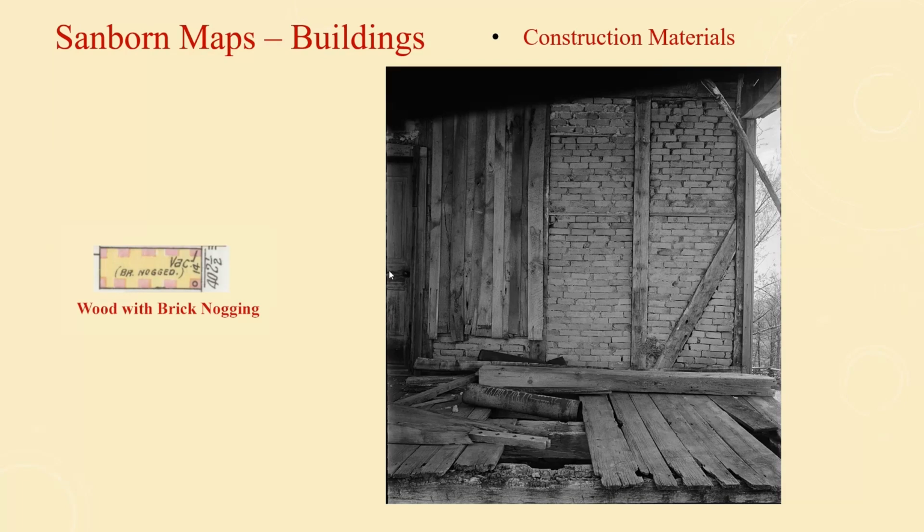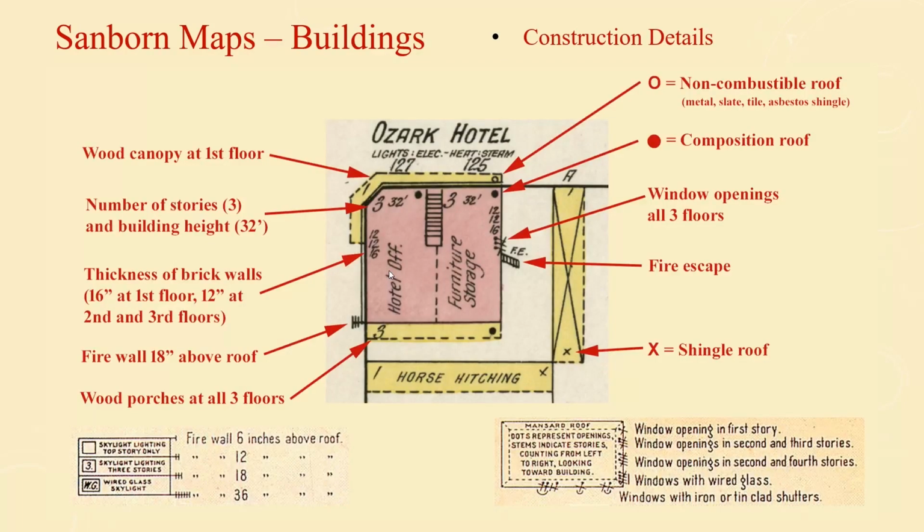Next thing you can find on Sanborn maps are construction details. There are symbols that tell you how the building was built. Over there on the left side, starting with the large number in the corner of the building, the largest number inside any building is going to be the number of stories. Next to that, you see 32 feet, which is the height of the building in feet. On the front there, you see a dashed line indicating a wood canopy. And there's a 1 there, so it's just on the first floor.